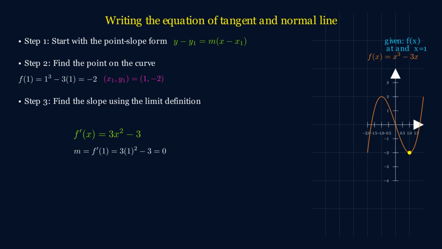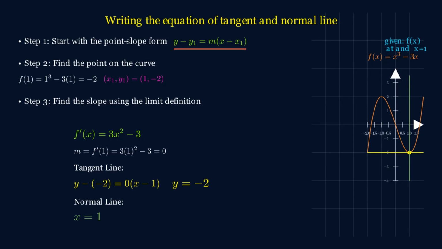This is where things get interesting. A 0 slope means the tangent line is horizontal, and the normal line will be vertical. Let's write the equations. For the tangent line, y minus negative 2 equals 0 times x minus 1. That simplifies to y equals negative 2. For the normal line, since the slope is undefined, the equation is simply x equals 1.